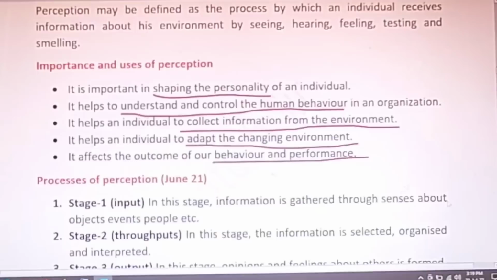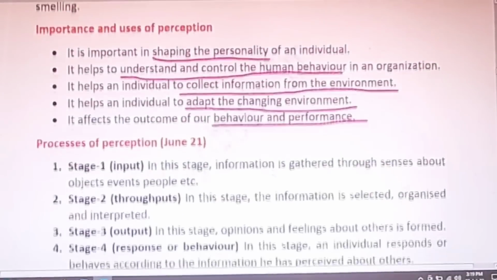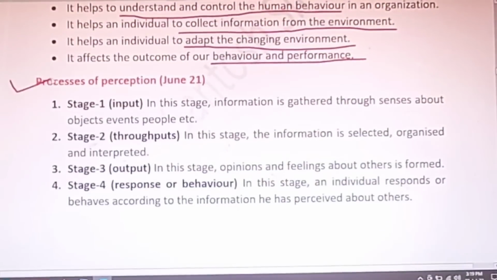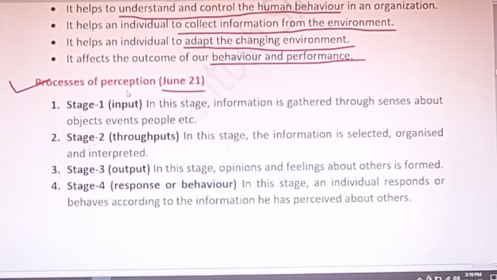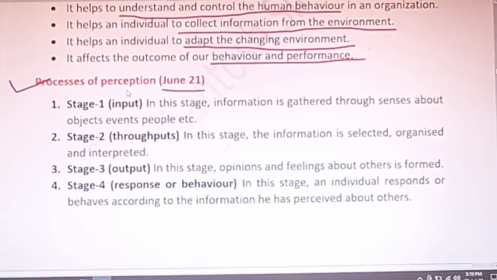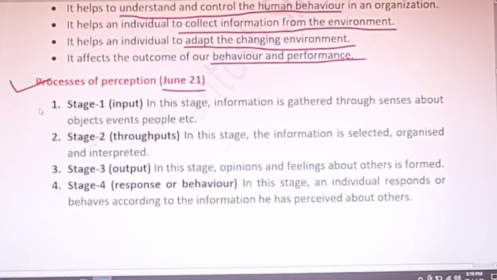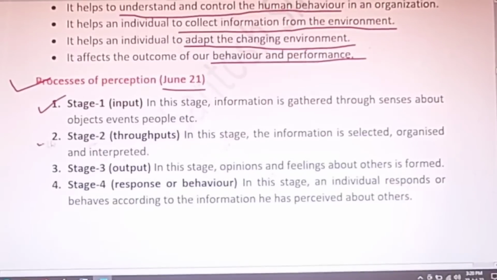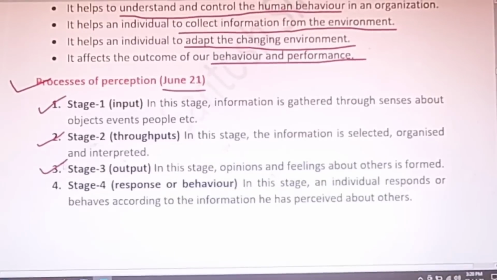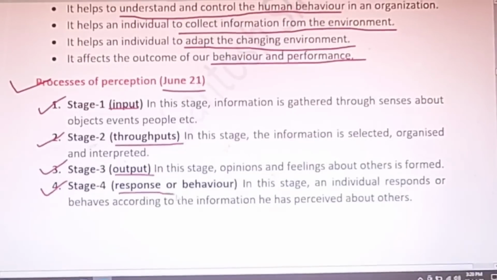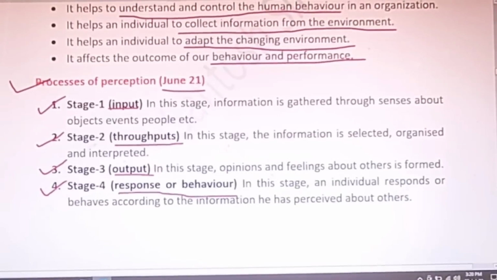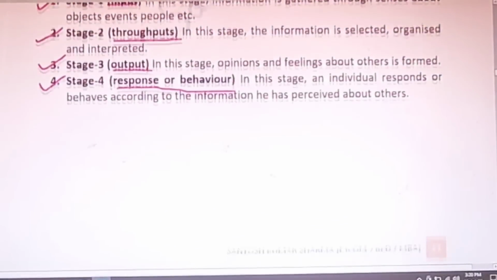So like this, you can define. Now, one question, this process of perception, came in June 2021, and this question is also very important. You must read this, you must learn this. There are basically 4 stages: stage 1, stage 2, stage 3, and stage 4. Stage 1 is on input, stage 2 is on throughputs, stage 3 is on output, and stage 4 is on response or behavior. So you must explain all these processes.